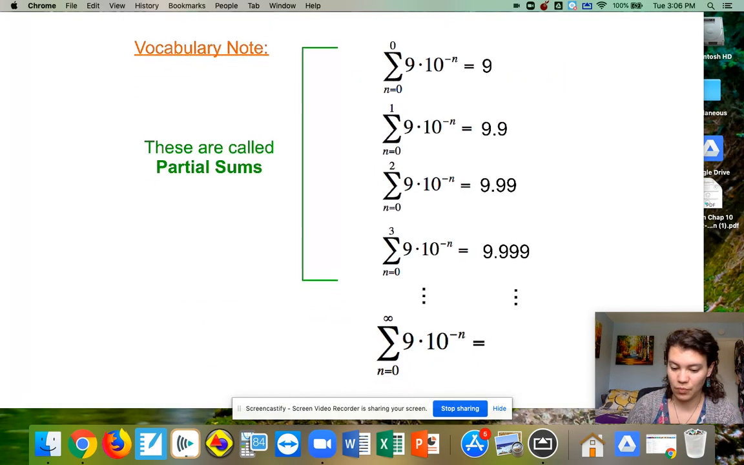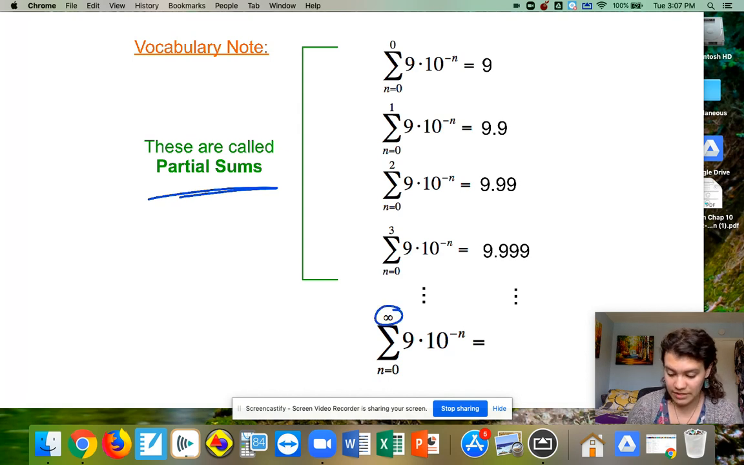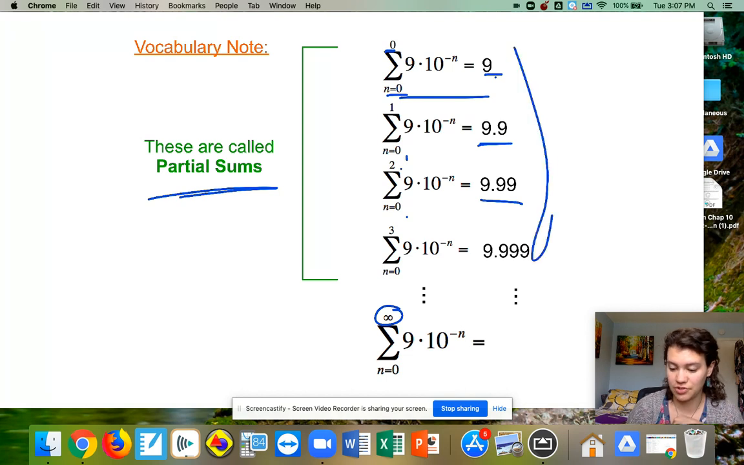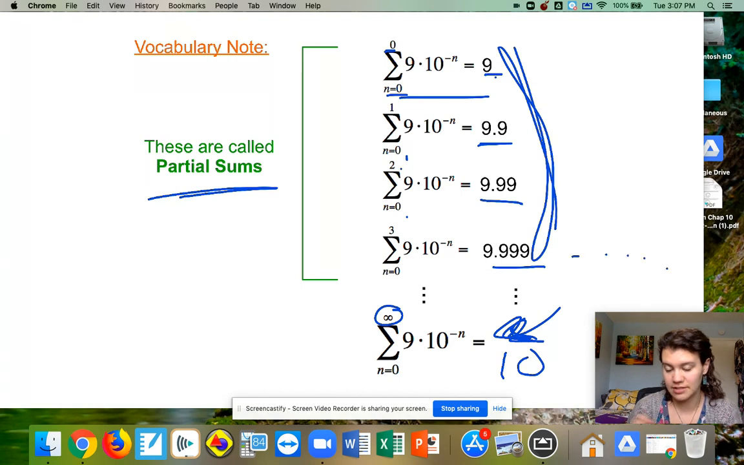So more vocabulary. A partial sum just means you're taking an infinite series and summing parts of it. So like here, if we plug in 0 and stop at 0, this would be a partial sum of 9. If we do 0 and 1, we get 9.9, 0 to 2, 9.99, etc. So these are partial sums of this series, which then you could assume sums to 10. As you keep going, you're going to keep adding on 9s until you get to about 10.